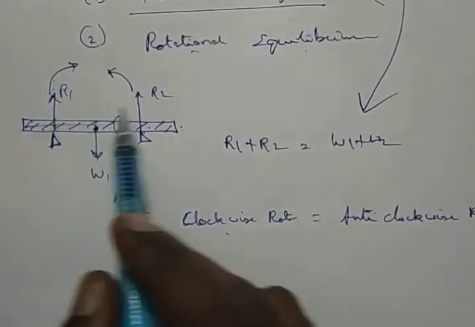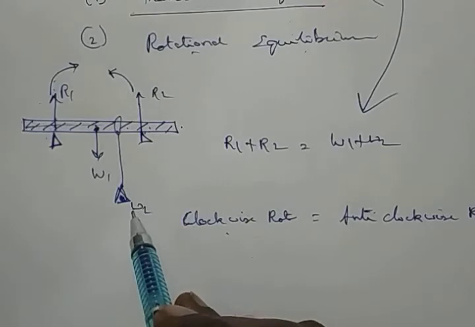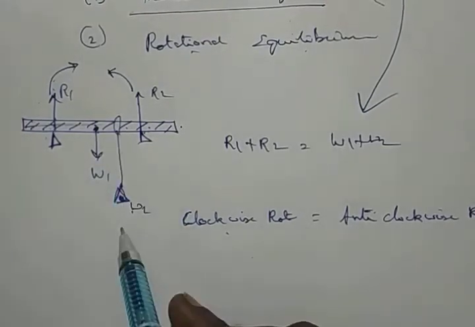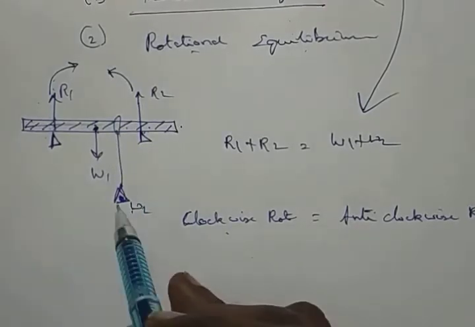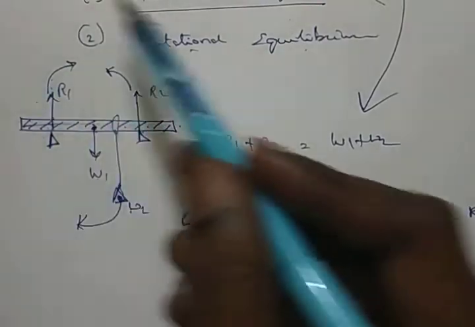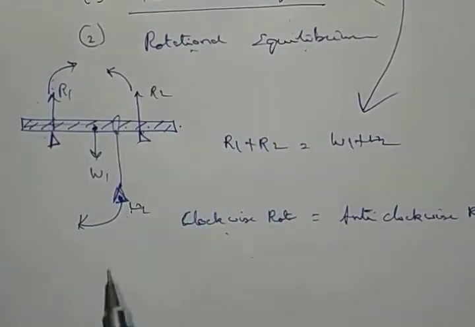Now, don't consider R1. Don't consider R2. Now consider only W2. You pull it here. What will happen? It will go in this direction. That's the way this whole scale will rotate. Now you got an idea here.